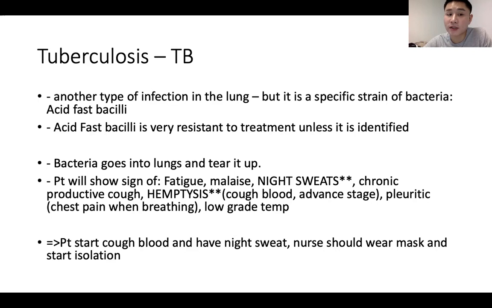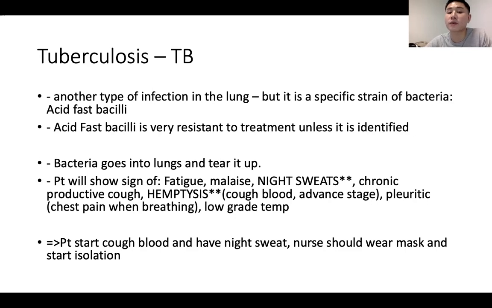So tuberculosis is another type of infection in the lung. However, there's a specific strain of bacteria that causes tuberculosis, and this strain is called acid-fast bacilli. Acid-fast bacilli is very resistant to treatment unless it is identified. Bacteria goes into the lung and tears it up.